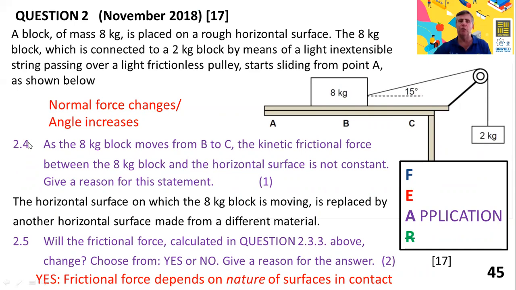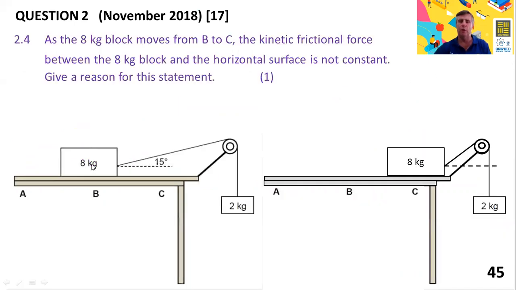Just to show you in pictures an explanation for 2.4, when the block's over there, the angle's 15 degrees, and you can see as it moves closer, that angle will increase. And that's because the normal force will change as that angle increases. So if I just show you what the 15 degrees looks like, if I put that same triangle over here, you can see the angle is definitely bigger.